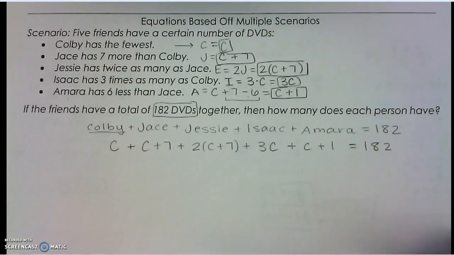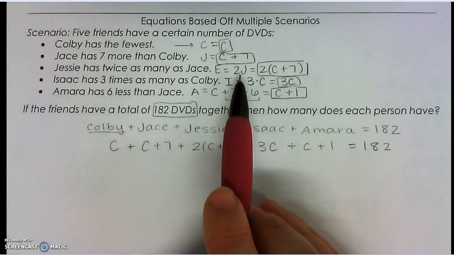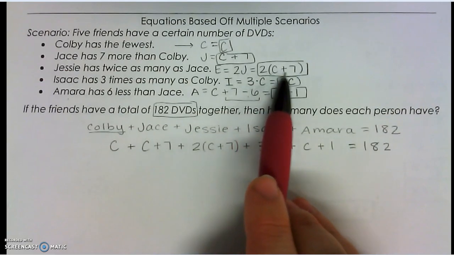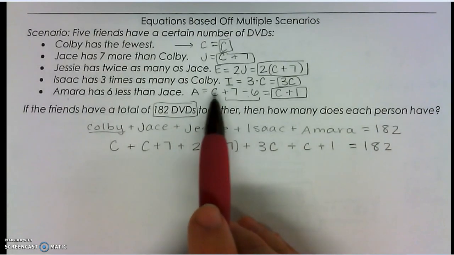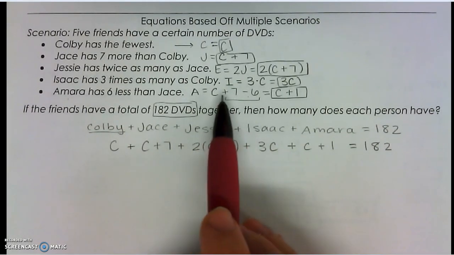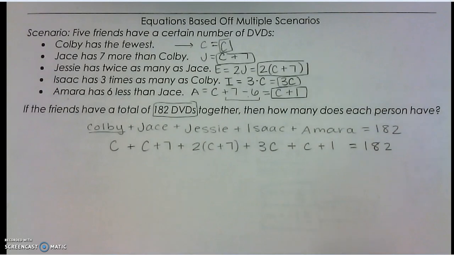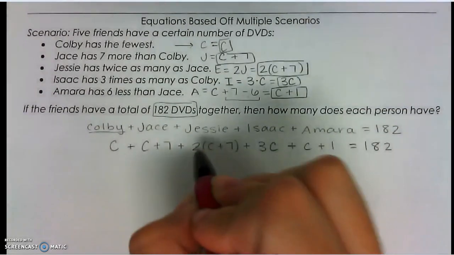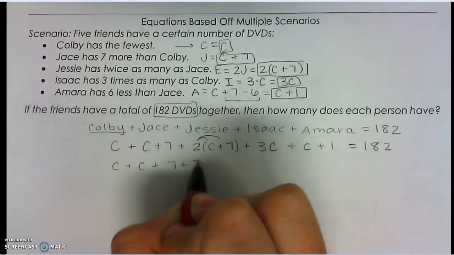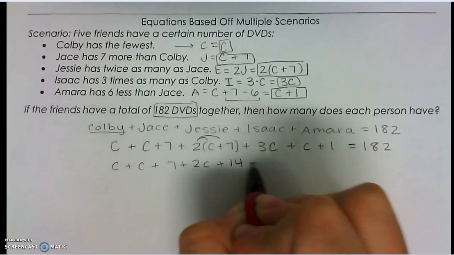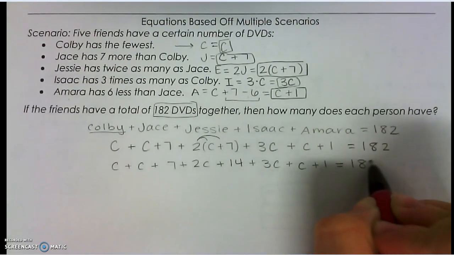So your goal when you're doing these types of problems is to get where you only have one variable down here. So that's why I replaced this J with whatever J was equal to, that C plus 7. And that's why I replaced that same thing here. Instead of just saying J minus 6, I plugged in that C plus 7 for J, and then reduced. So then it's just solving an equation. It just looks really long. You're going to have to distribute first. So C plus 7 plus 2C plus 14 plus 3C plus C plus 1 is equal to 182.